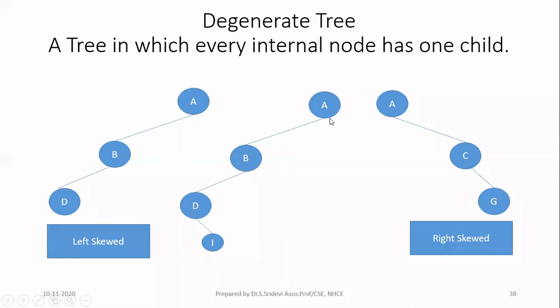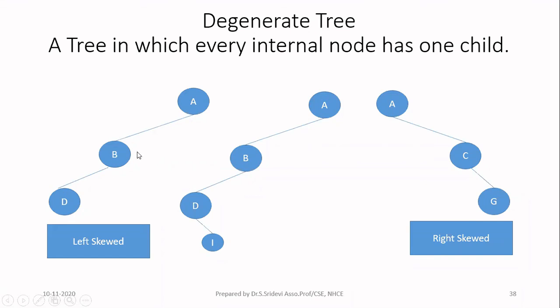And here also the same thing is happening. All the internal nodes are having only one child. I is a leaf node, it does not have any children. Then you consider node A, it is the third one. Here also all the internal nodes are having only one child. So we can call these trees degenerate trees.